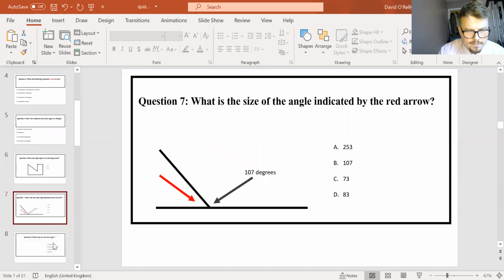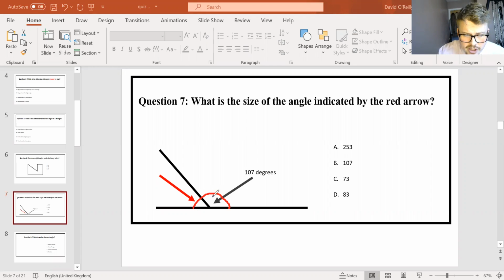Next question. What is the size of the angle indicated by the red arrow? Okay, we should know now that the angle on a straight line is 180 degrees. So if we imagined an angle to go like that on a straight line, we know that the size of that whole angle would be 180 degrees. The whole of the red angle there is 180.